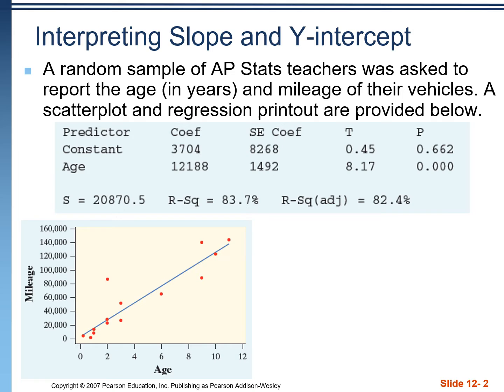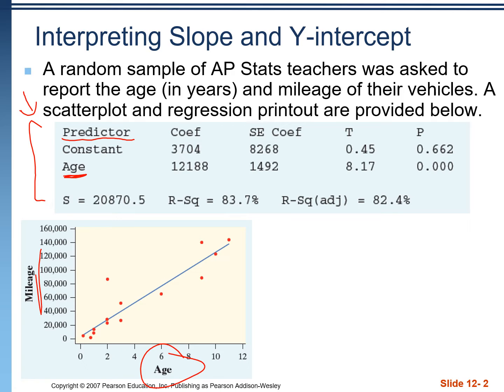Now, when we look at this regression output, which is this table right here, we see predictor, that's the explanatory variable. We also see it down here in the scatter plot. Mileage is not noted in the table, but we would know that's the response variable because we see age here as explanatory.